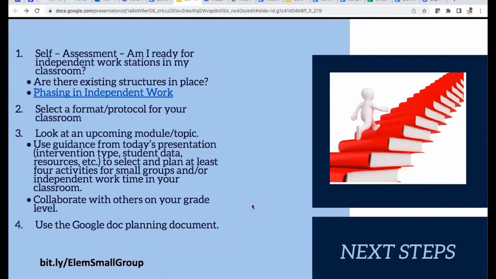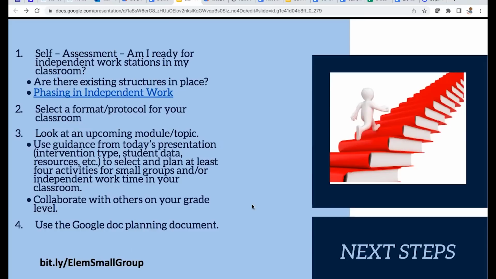So help you to put those structures in place in your classroom so that your students can manage going through those things. One of the other suggestions, select the format or protocol that works well for your classroom. Is it going to be rotations? Is it going to be take to your seat stations, or things that they actually get up and go to a table or a shelf or an area to pick up? Think about if you want to use a self-selected system. So you have to find the protocol that works best for you and your students.